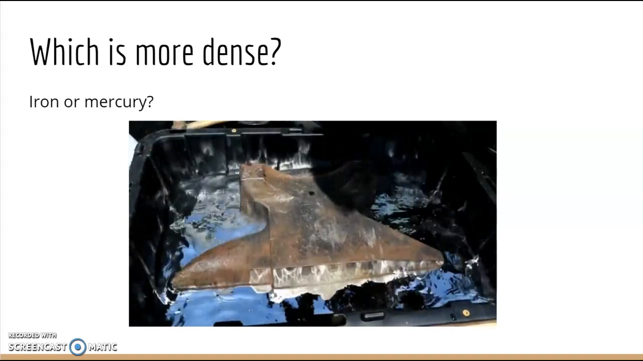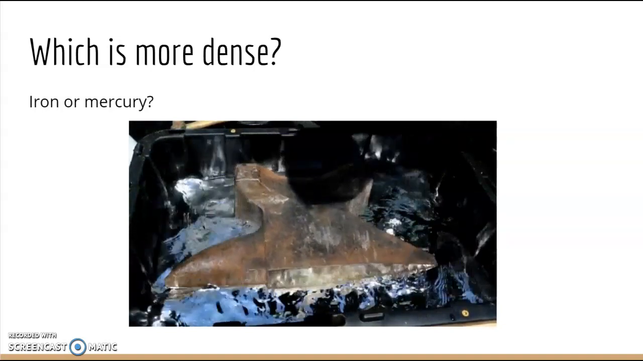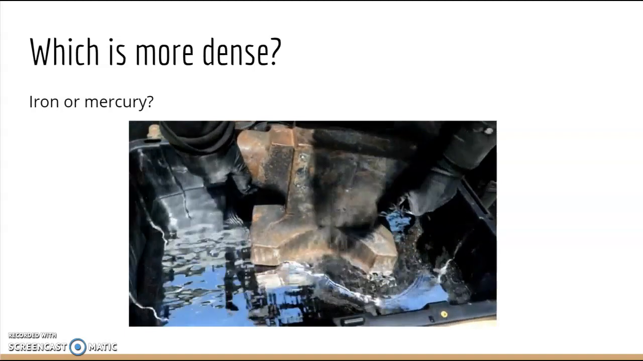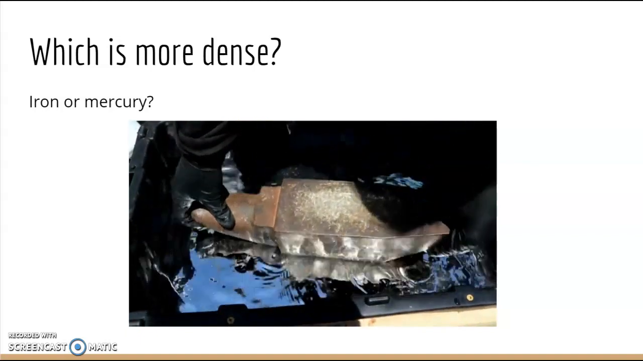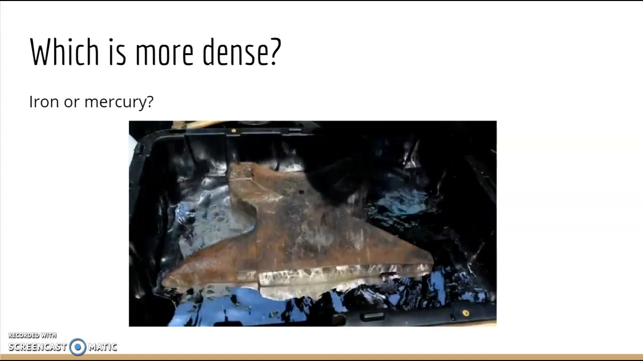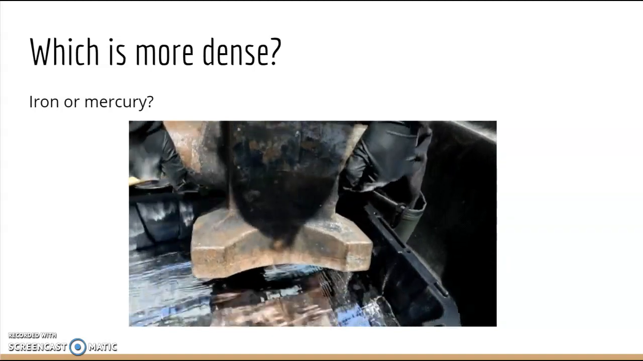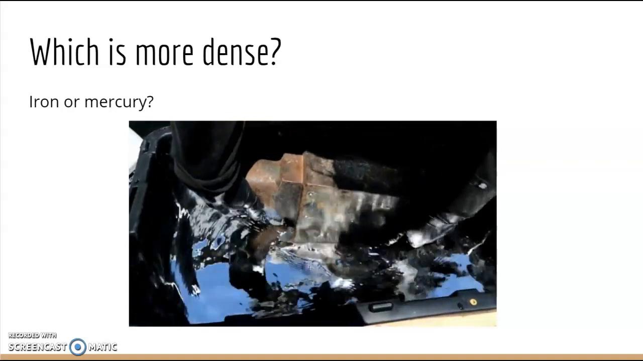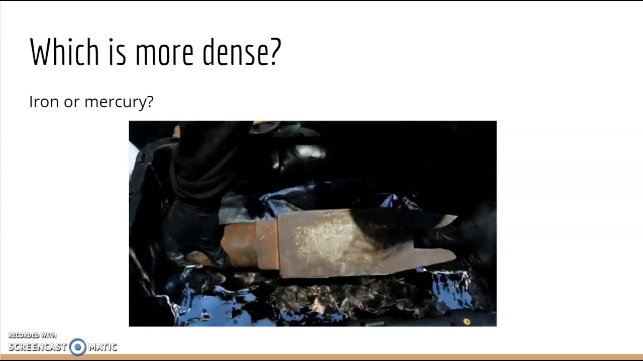All right, so we've got liquid mercury here, and we have an iron anvil. As you'll see, this person is placing it in the mercury, and the anvil floats. Since the anvil is floating, we see that the fluid must have a larger density. So mercury is more dense than iron.